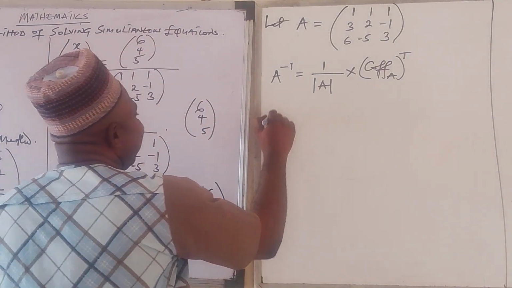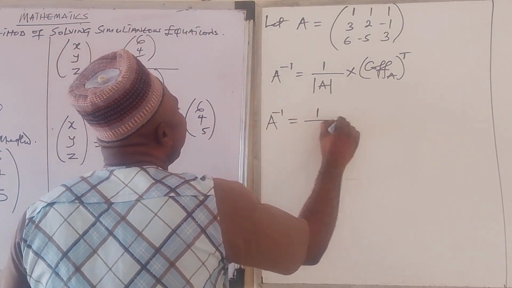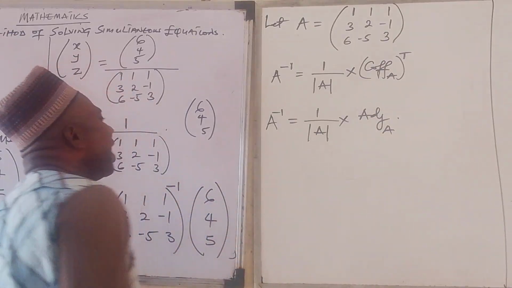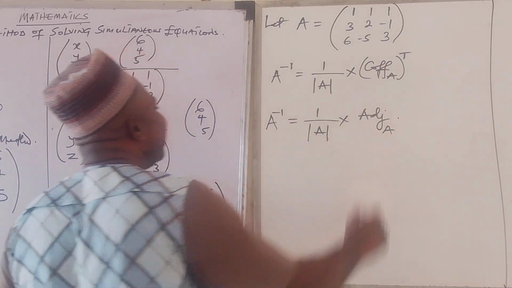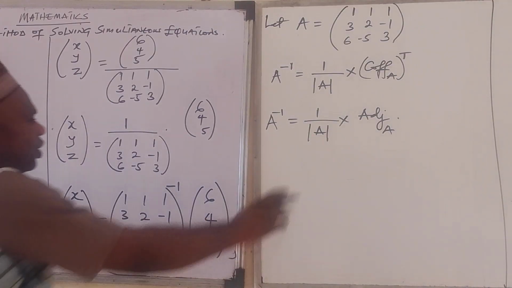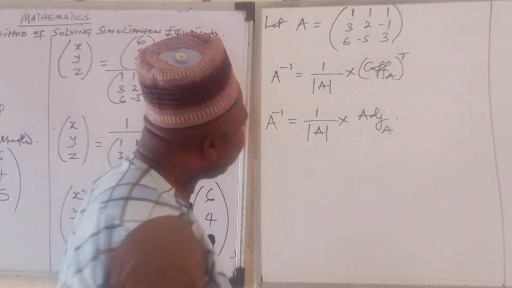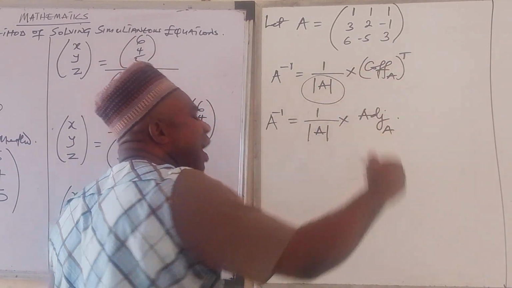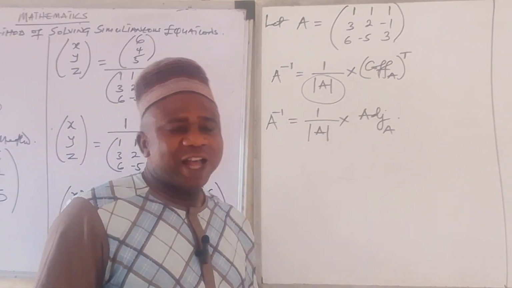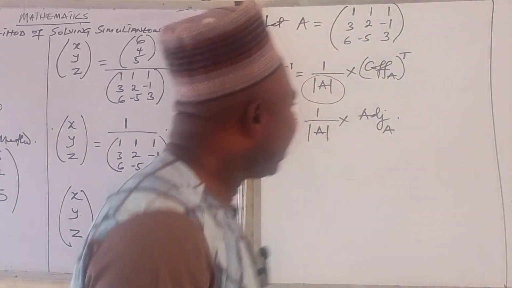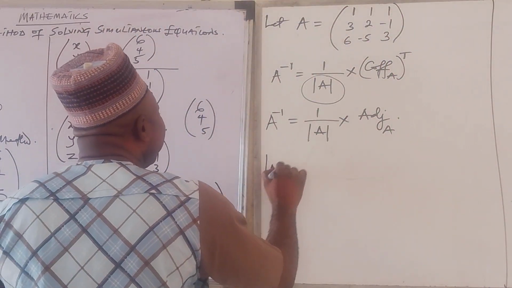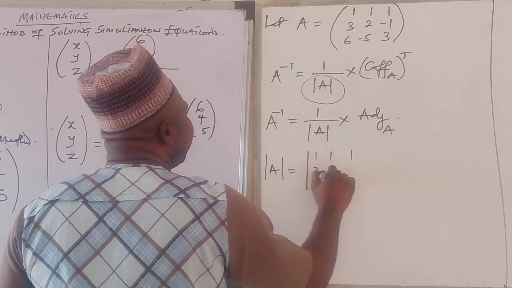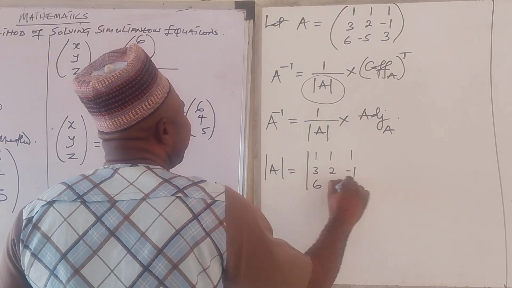Now, let me put it there. A inverse is 1 all over the determinant of A times the adjoint of A. Now, let's start with the determinant of the matrix, because here you can see that we have to calculate the determinant of the matrix. We have to calculate the cofactor and transpose it to get the adjoint of the matrix. So now let's look at the determinant. The determinant of matrix A is the determinant of 1, 1, 1, 3, 2, minus 1, 6, minus 5, 3.